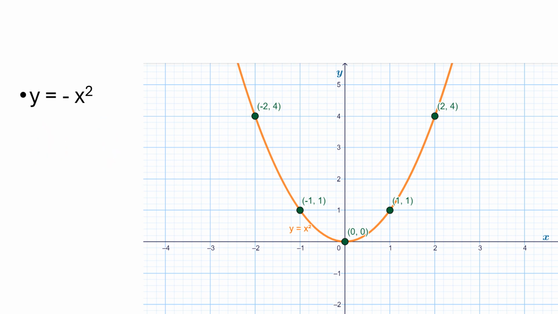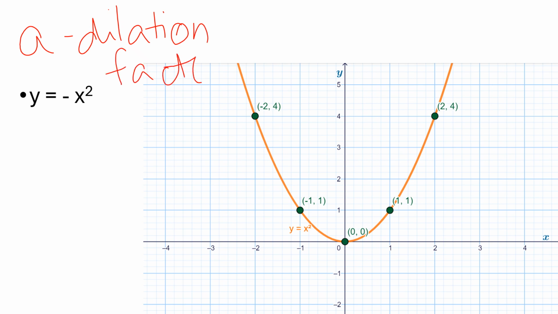What we're first of all looking at is what happens if we're changing a, which is called our dilation factor. If we make it a negative, we are going to flip the whole graph upside down here. See how it is flipped across the x-axis.